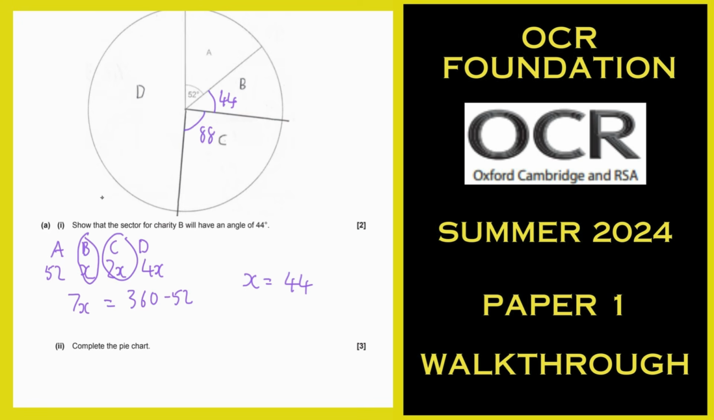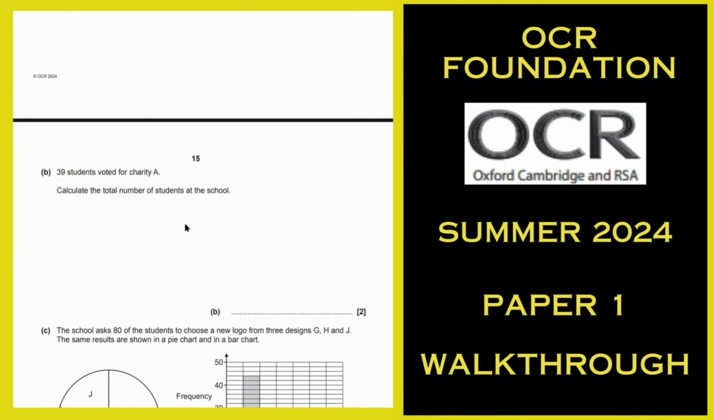And if you've drawn the first 3 slices correctly, you don't have to draw the 4th one. You just double check that it's 4 lots of 44, which is 176. And you are allowed a couple of degrees either way. And that's part double I for completing the pie chart.